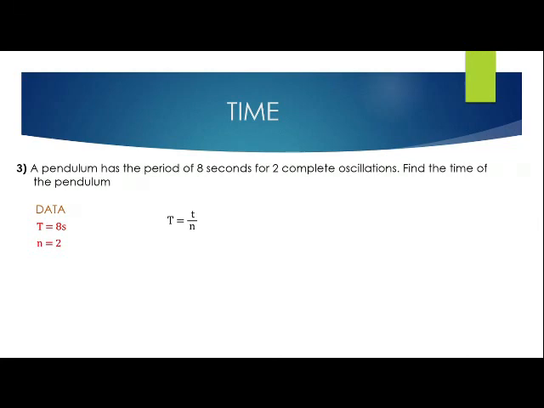So to find t, we make t the subject of the formula, and hence time taken will be equal to period times number of oscillations. Then we plug in our values, and t will be equal to 8 times 2, and hence the time taken will be equal to 16 seconds. Hence we have solved this question too. Note, in this question we haven't used any of the diagrams, as we had been given the number of oscillations already.